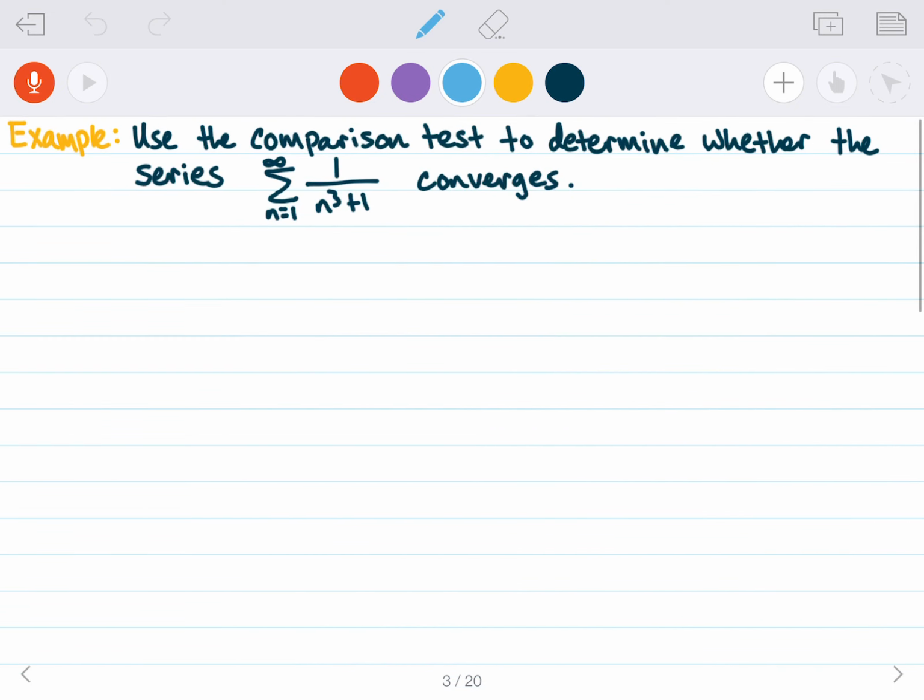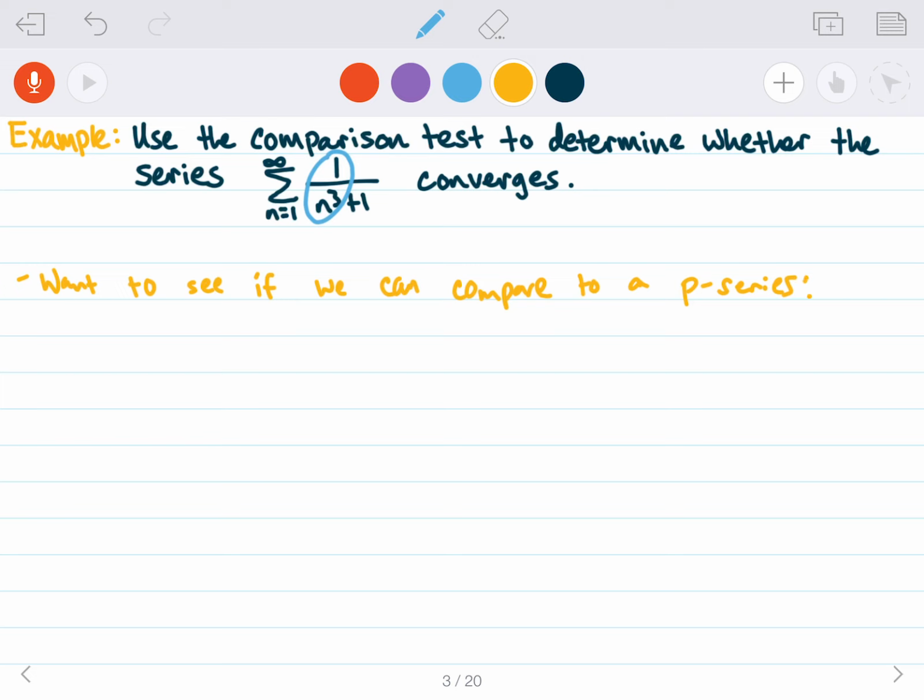So let's do some more examples with this. It says, use the comparison test to determine whether the series 1 over n to the 3 plus 1 converges. And the basic idea here is we take the highest power on top and the highest power on bottom, and that's what we compare it to, a P series, basically. We talked about that a little bit last time. I'm going to write this off to the side over here. So we want to see if we can compare to a P series.